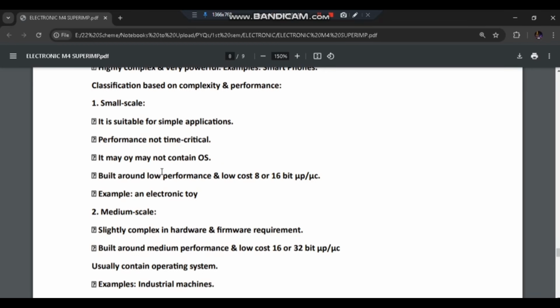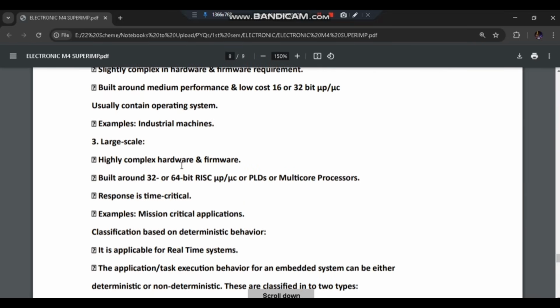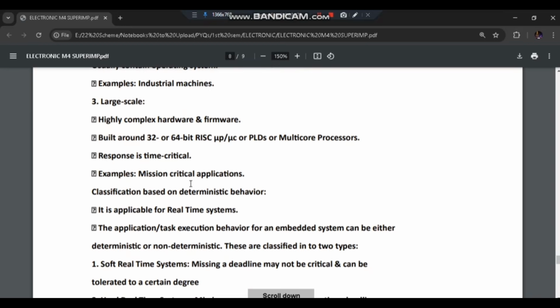If we go with the complexity and performance, it can be small scale, used for simple applications like an electronic toy. Medium scale is used in industrial machines, and large scale will be used in mission critical applications. It will be 32/64 RISC architecture.